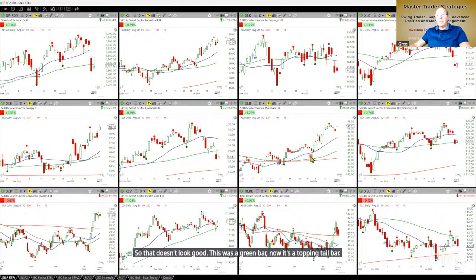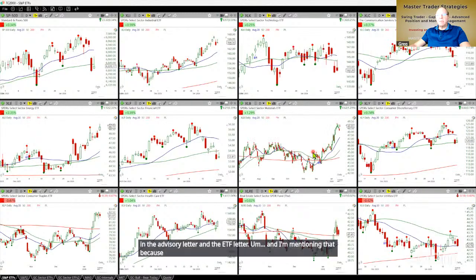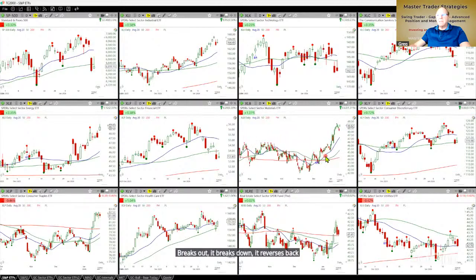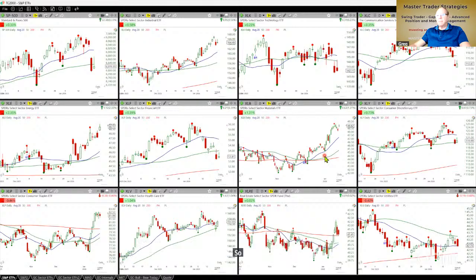Now, materials have been in an uptrend, and we cover these every week in the advisory letter and the ETF letter. I'm mentioning that because this has really been a relatively fruitless sector, if you will. It breaks out, it breaks down, it reverses back up again, but this is definitely turned around. So what's in there? Well, metals: gold, copper, and others.